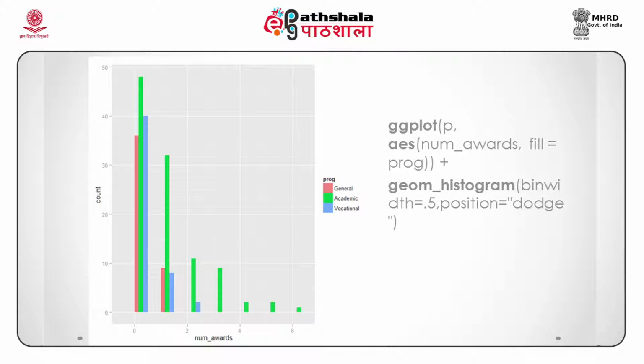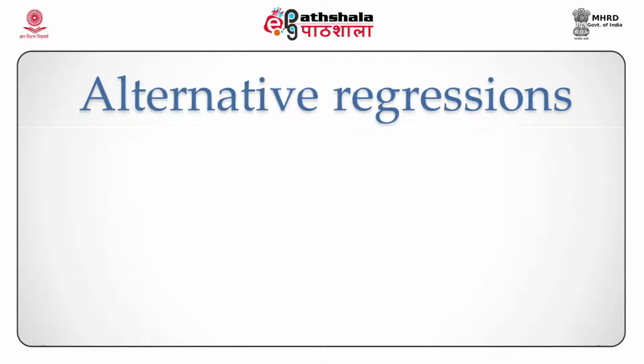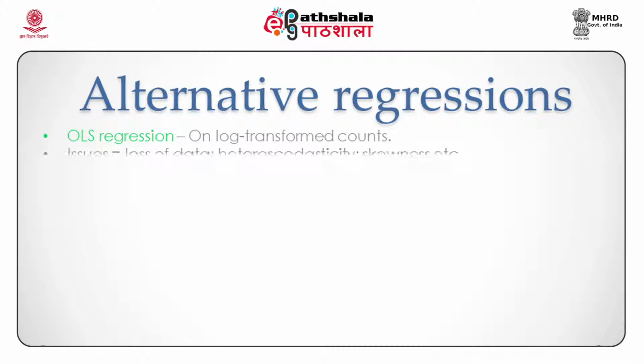So let us next fit a regression to this data and see if our conclusions from the exploratory data analysis hold out for the regression model. Firstly, there are many alternative regression models which can be fitted to the data. The simplest approach is to use an OLS regression. We do not use the OLS regression on the counts because we know that counts will tend to be heteroscedastic. One relatively easy but ad hoc way to get rid of the heteroscedasticity is to log transform the counts.